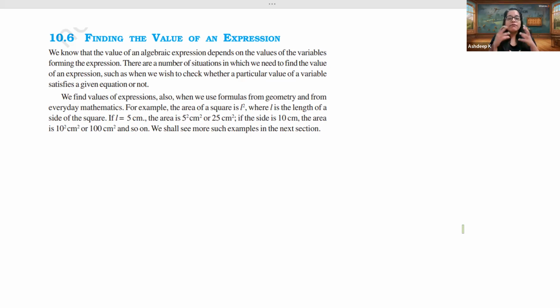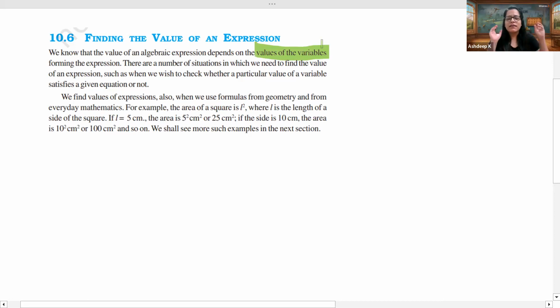So we know that the value of an algebraic expression always depends on the value of the variables that form the expression. If you remember in the last class, I took an example where a person, let's suppose, goes and buys some pens, right? Now there were, let's suppose, 9 pens. Here we can simply say that the total amount he has to pay is, if X is the price of one pen, 9X, right?